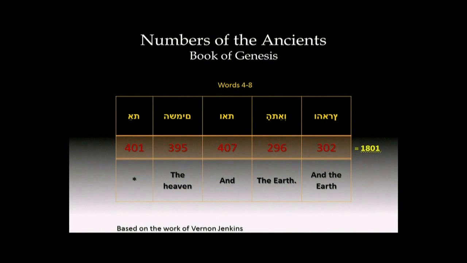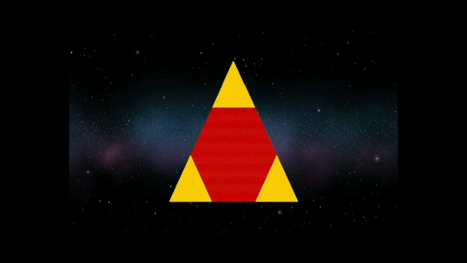The next group, we have words 4 through 8, "the heaven and the earth," which has a numerical value in Hebrew of 1801. In this graphic, we see an 1801 hexagon inset in the original 216 outline triangle. And one of the other things to note is that each side has 25 units, the perimeter is 144 units, and there are 49 rows, which all are perfect squares.